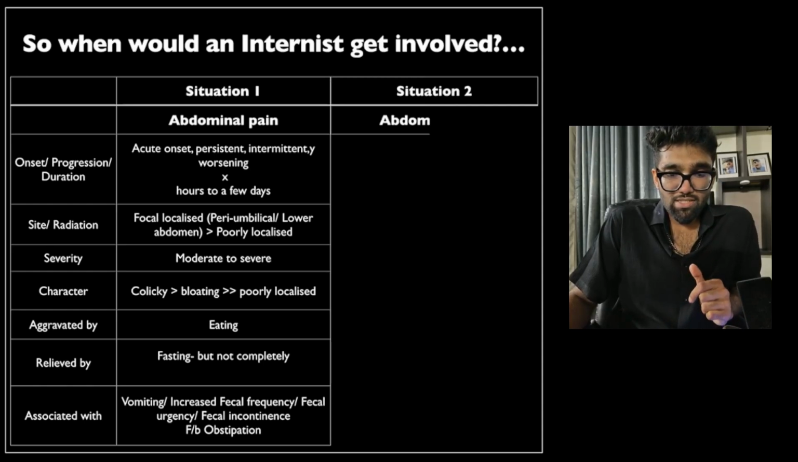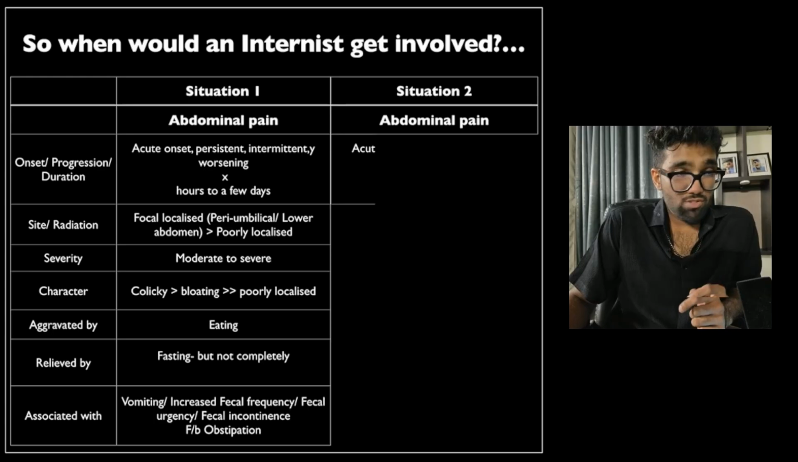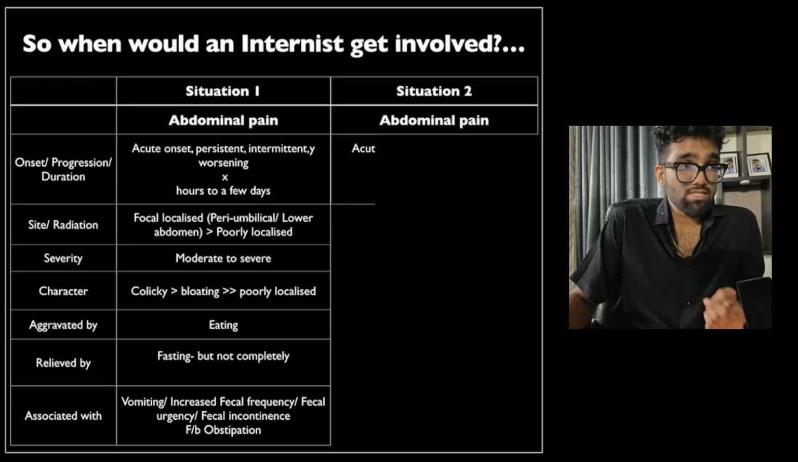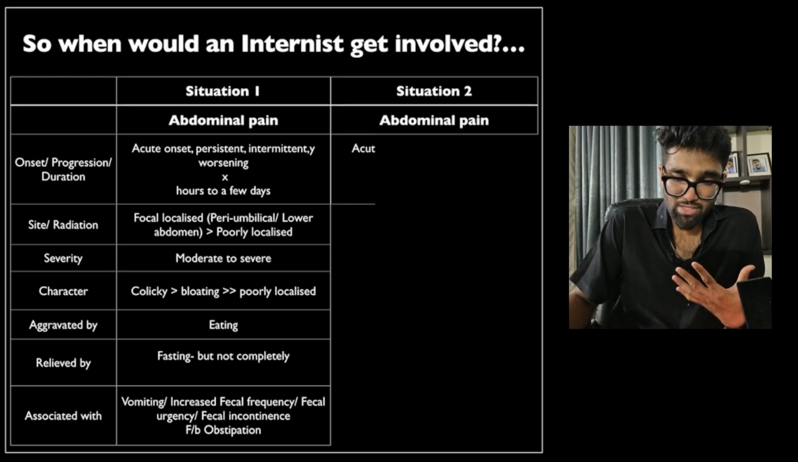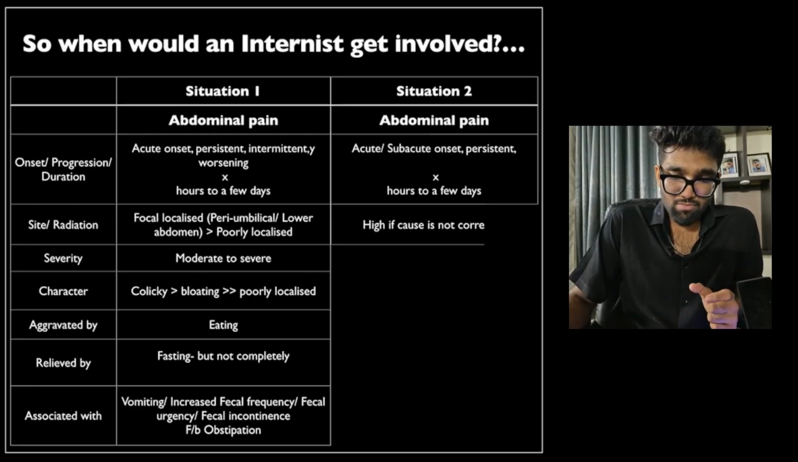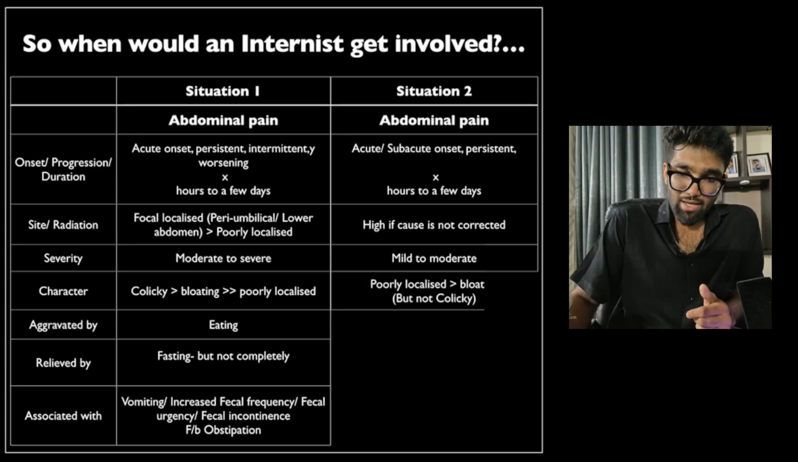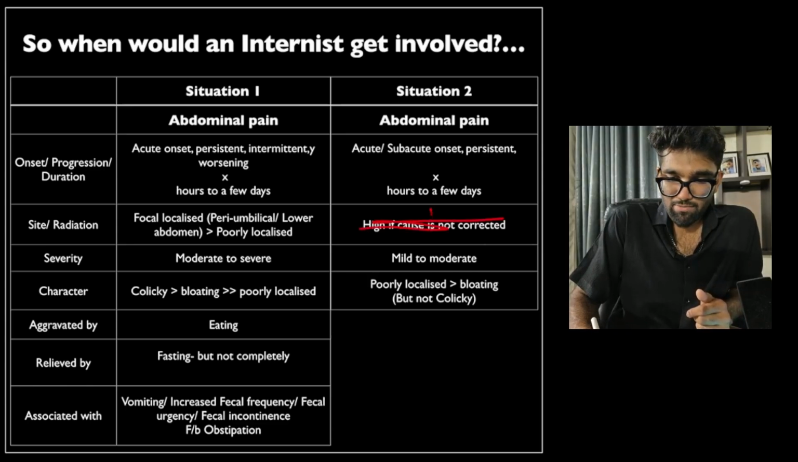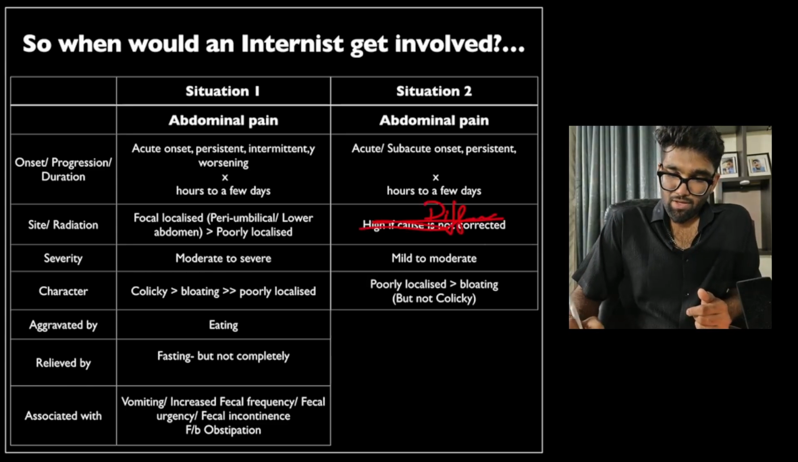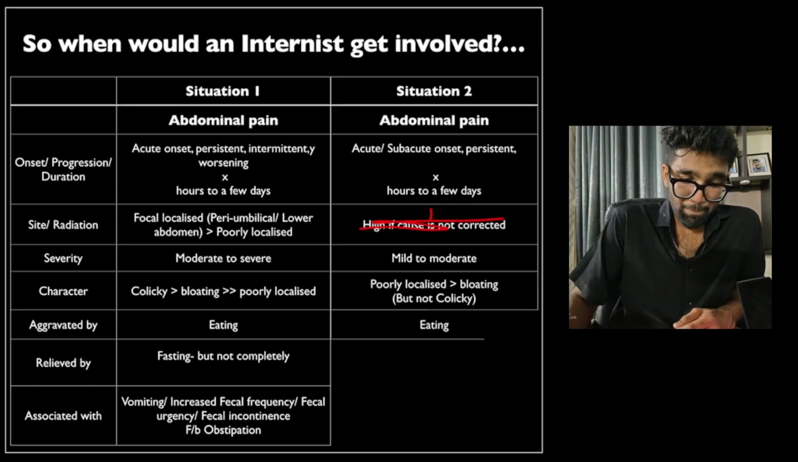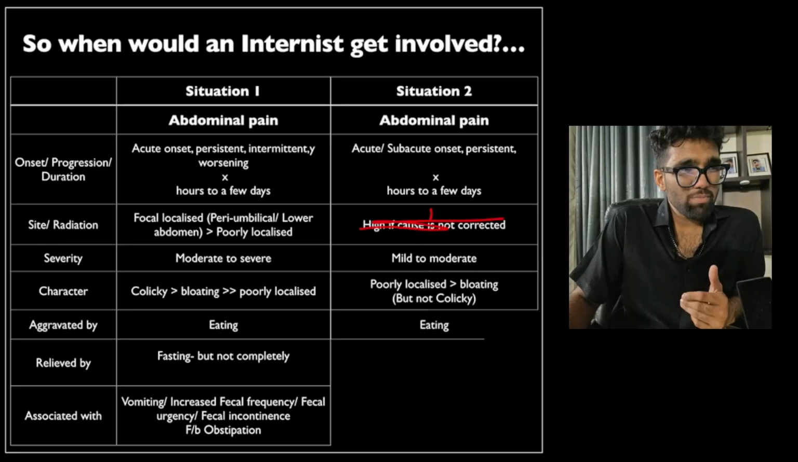Now, the second situation is again abdominal pain, which is acute to slightly subacute in onset, but persistent, over hours to a few days. The pain is mild to moderate in nature. The site obviously is diffuse, or it is poorly localized but very significant. The pain has a bloating character, but it's not particularly colicky.